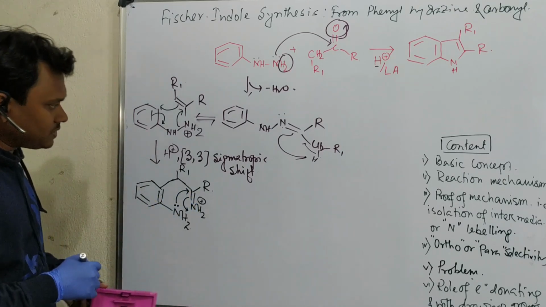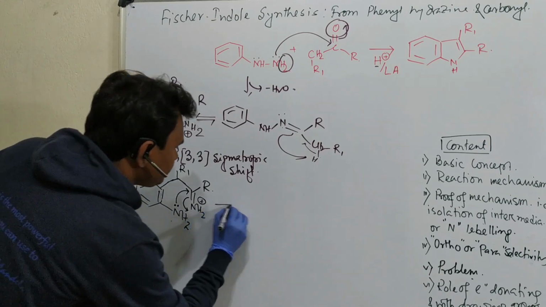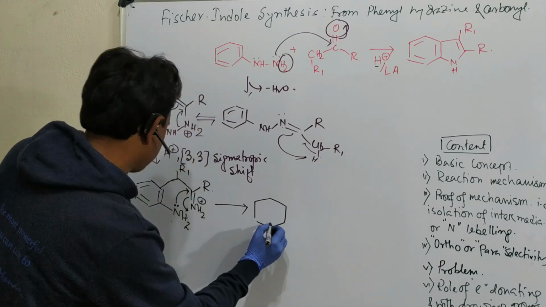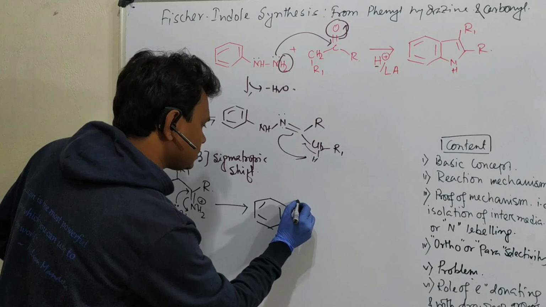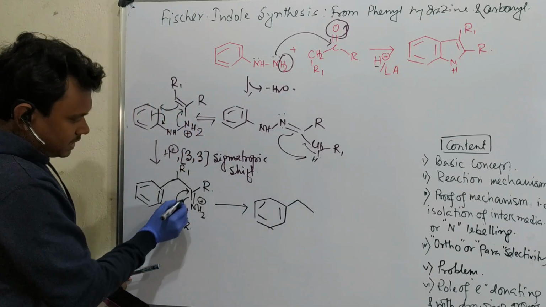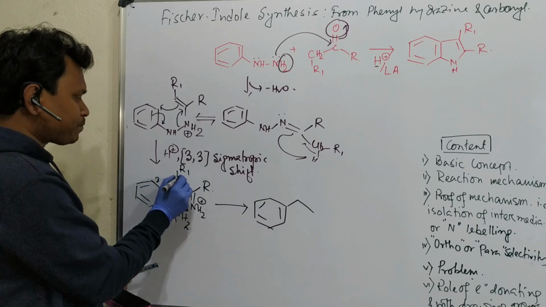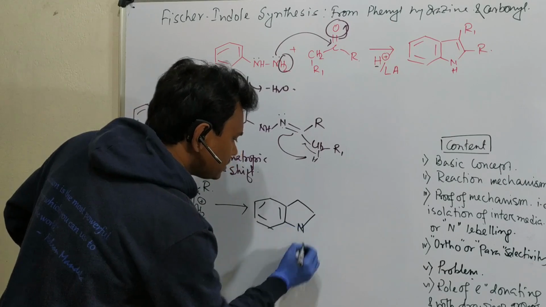So what is the consequence? The consequence is, this is the benzene, this, see, this is attacking this carbon. So this is 1, 2, 3, 4, 5. So a 5 member ring formation. So let's draw the 5 member ring with nitrogen.